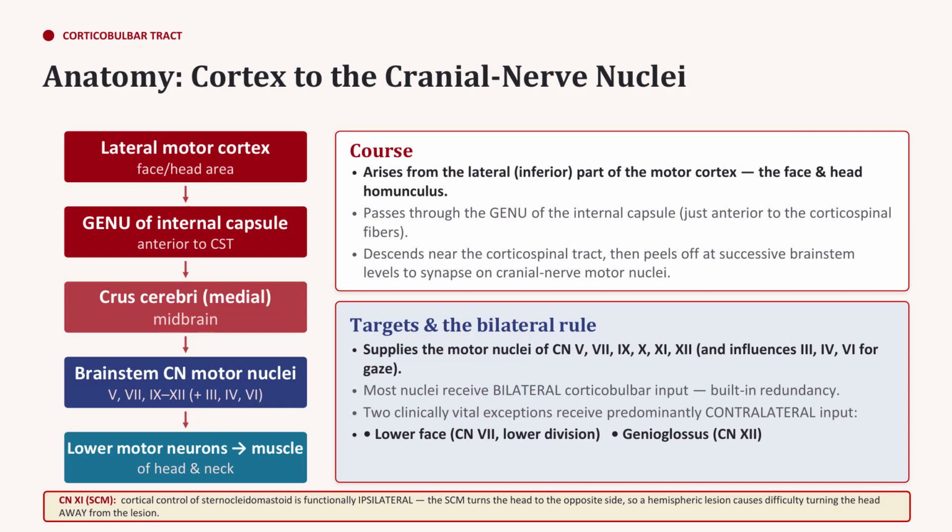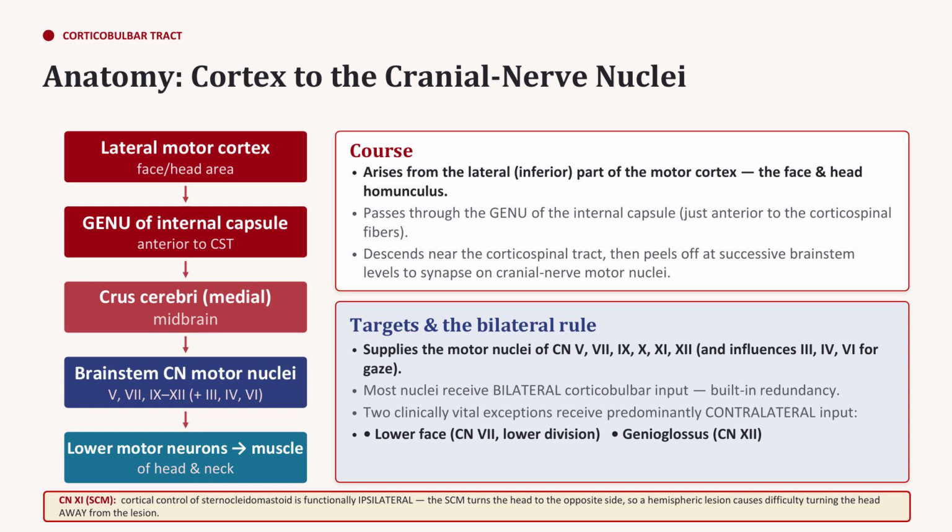The corticobulbar tract is the cranial nerve counterpart of the corticospinal tract, the pyramidal pathway for the head and face. It arises from the lateral inferior part of the motor cortex, where the face and tongue live on the homunculus, and it descends through the genu of the internal capsule, just anterior to the corticospinal fibers. As it travels through the brainstem, it sends fibers off at each level to the motor nuclei of the cranial nerves. Now, the single most important organizing principle: most cranial nerve motor nuclei receive bilateral cortical input.